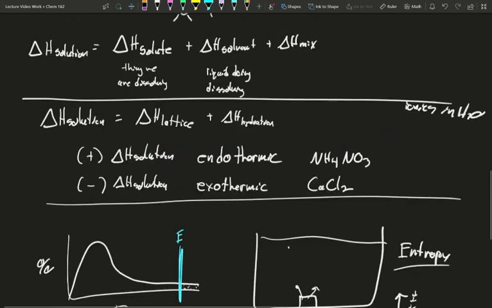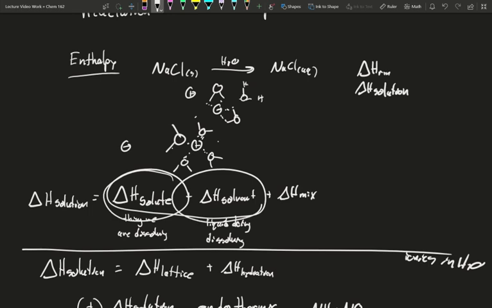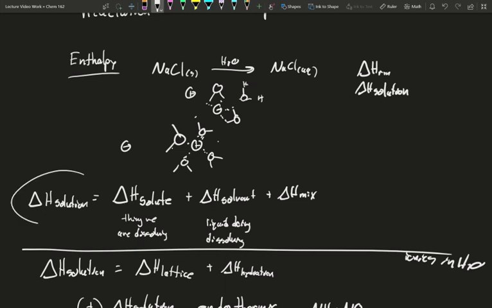Here we have the introduction to the idea of what's involved in the energetics of getting something to dissolve. We have to break apart the solid, we have to break apart the liquid, and then we have to account for the energy released when they then start interacting with each other. Whatever the balance of all those is will determine what the change in enthalpy for the overall system is, whether you'll heat up or cool down your solution, based on whether it's exothermic or endothermic.